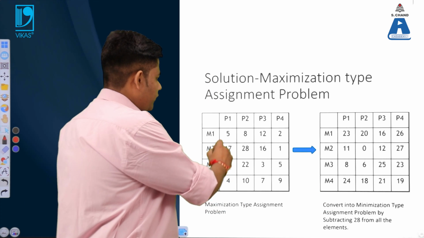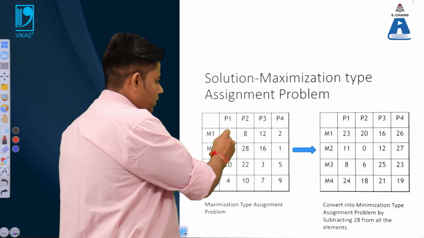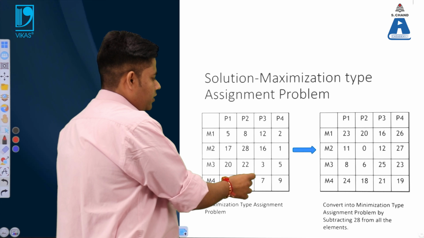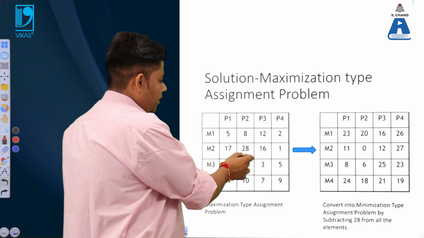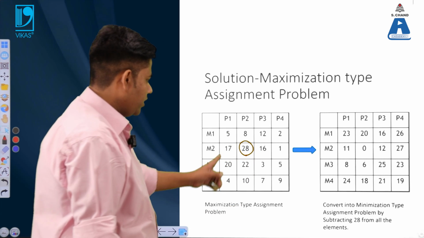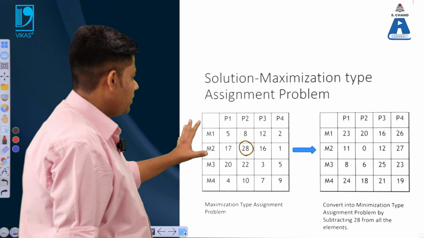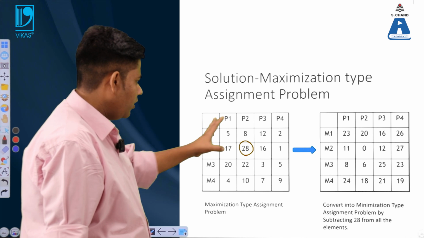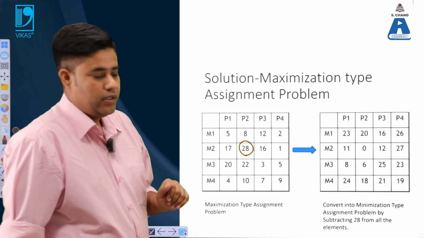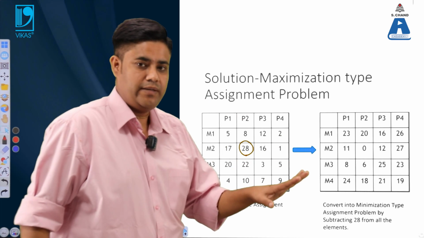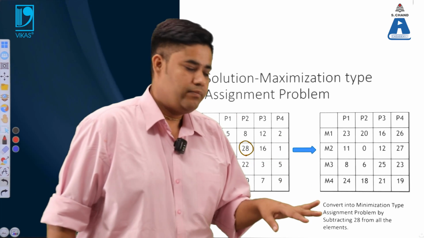Here you will look for the maximum number among all the elements. In totality, the maximum element here is 28. There is no other element which is more than 28. So we will subtract all the elements from 28. By doing so, we will convert the maximization type problem into a minimization type problem.